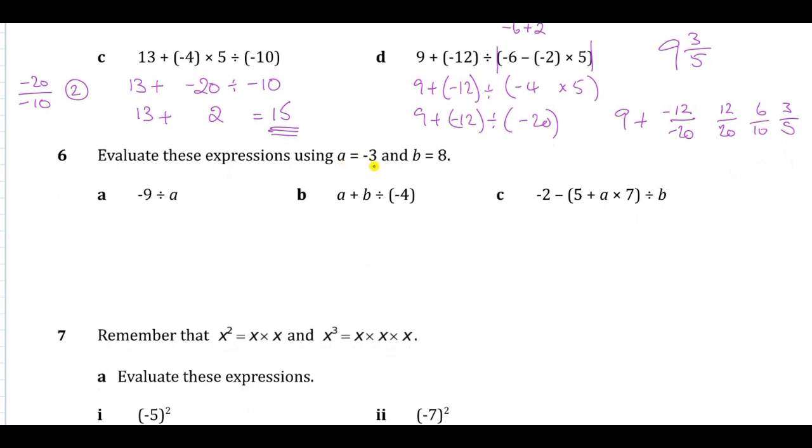A is negative 3, B is 8. Negative 9 divided by negative 3 is positive 3. Both terms are negative, so my answer is positive. If the signs are the same, the sign changes. A added to B divided by negative 4. This is negative 3 added to 8 divided by negative 4. This whole expression here is going to be negative 2. Negative 3 take 2 is negative 5.